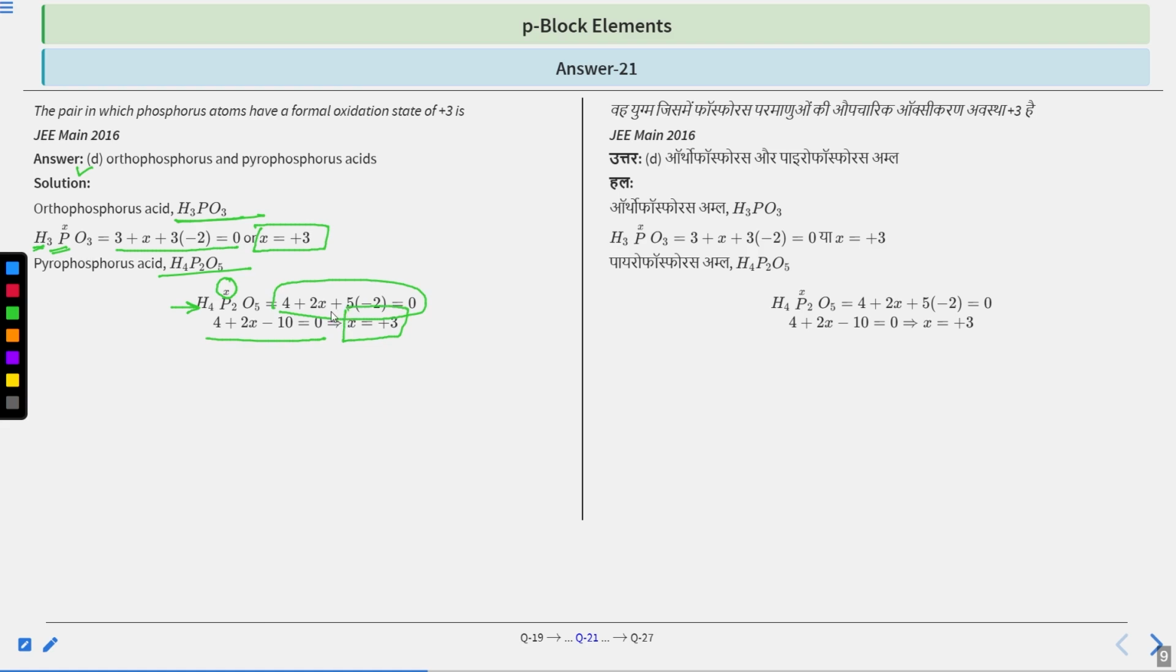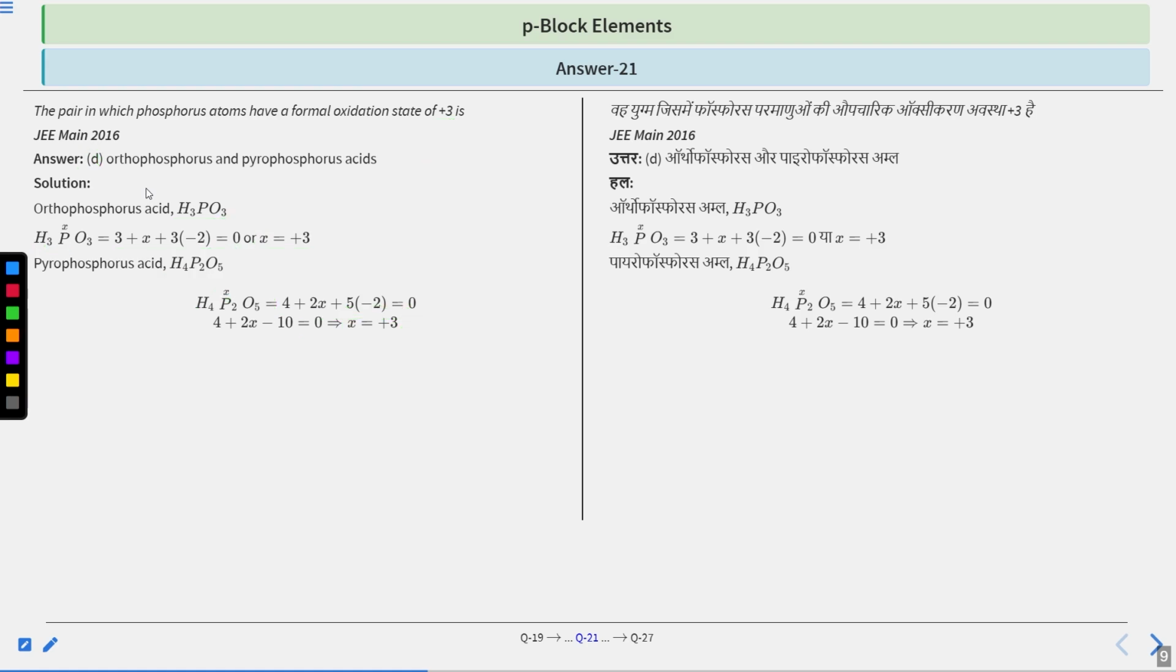So you can see that in this option, both the compounds present as pairs, like orthophosphorus and pyrophosphorus acids, having phosphorus in the +3 oxidation state, right? And this is our question, that in which pair phosphorus atom have oxidation state of +3. So D option is the correct answer, containing the pair of orthophosphorus and pyrophosphorus acid, in which in both the molecules phosphorus possessing a +3 oxidation state, right? Thus our D option is the correct answer.